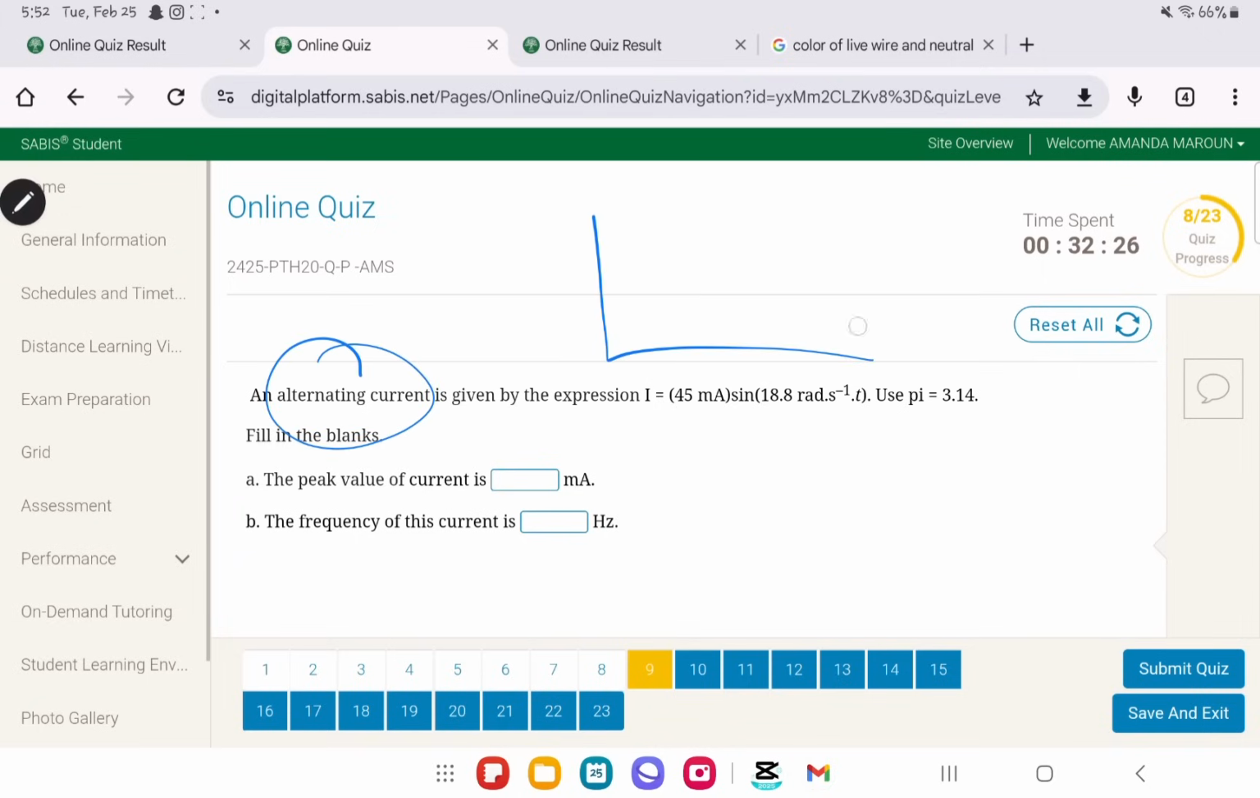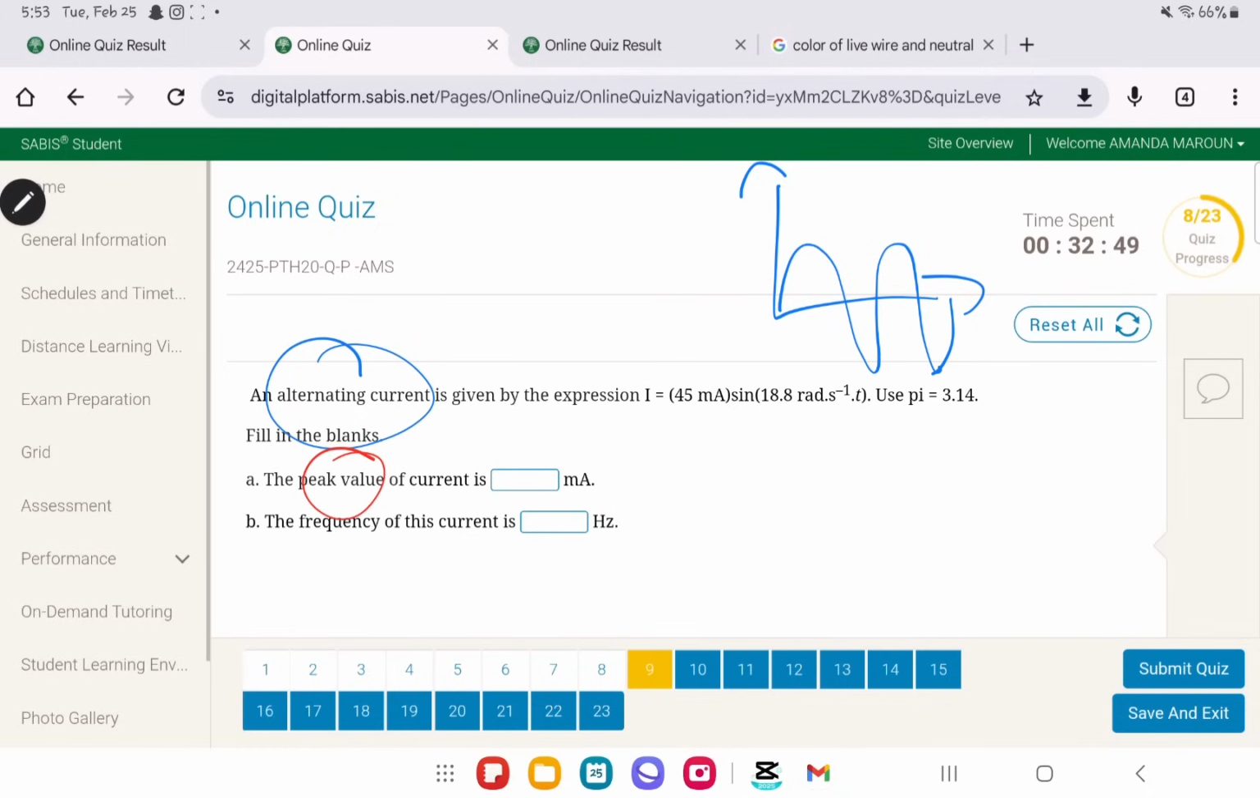Alternating current has a sinusoidal graph, like a sine function. Let me just draw it properly, like this. Okay, something like this. I'm not the best at drawing, but you can understand what I mean, yeah? So they're asking us for the peak value of the current. Always the peak value of the current is this number over here, so it's going to be 45 milliamperes.